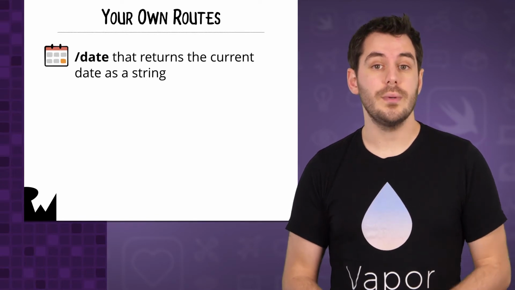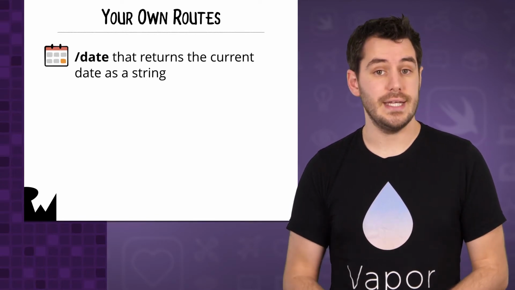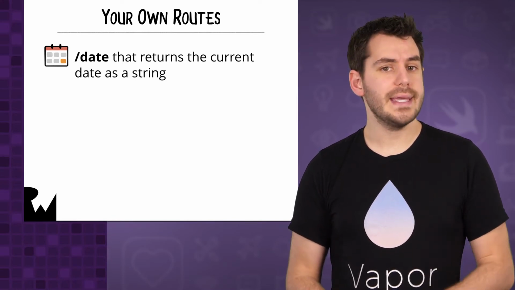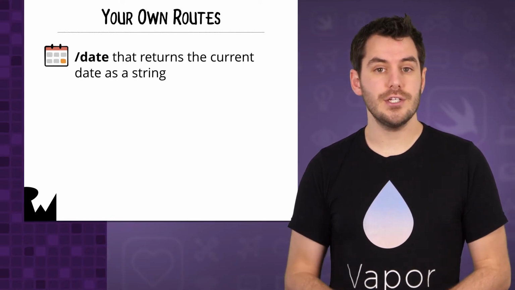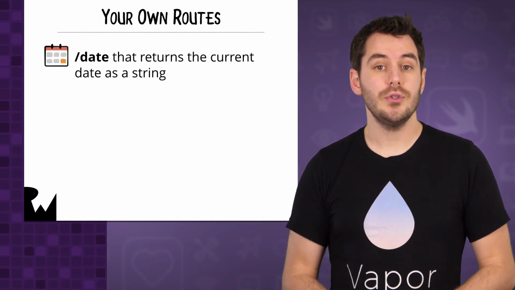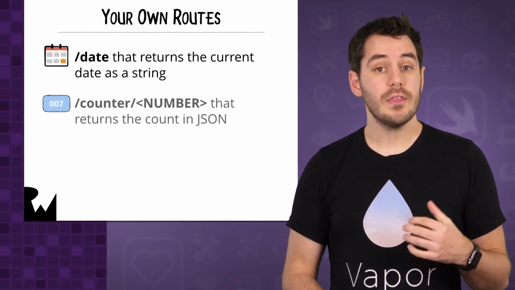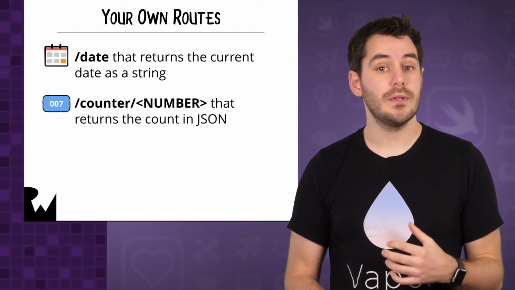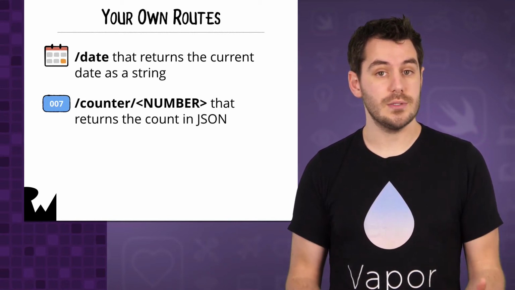The first one will be a route that you can visit at /date. This will return the current date as a string. One word of warning that may catch you out, if you are using foundation types, such as Date, you need to import Foundation in your file. The second route will be a route at /counter/number. This will return the number provided in the route in a JSON response.